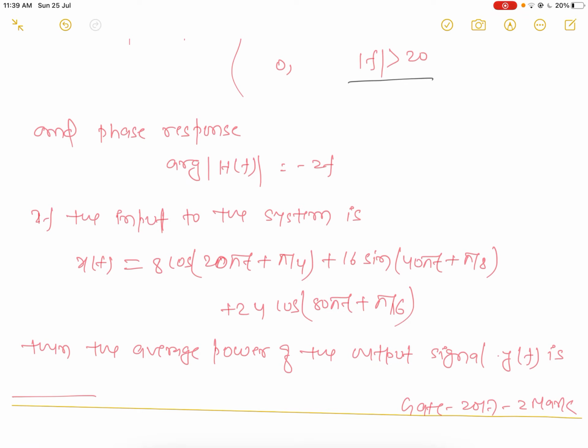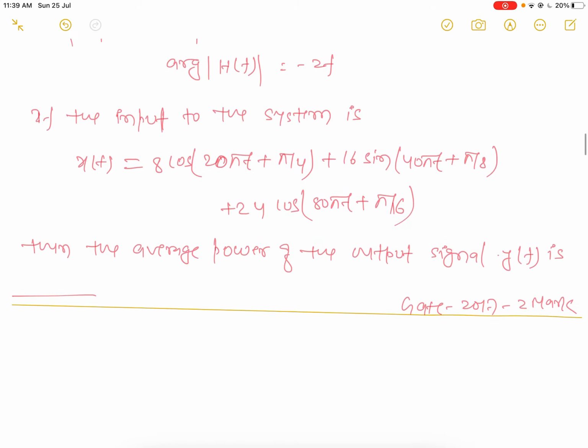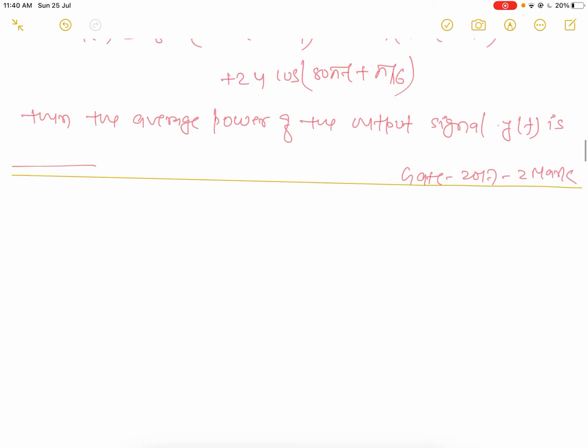If the input to the system is x(t) = 8 cos(20πt + π/4) + 16 sin(40πt + π/8) + 24 cos(80πt + π/6), then find the average power of the output signal. So, solution.